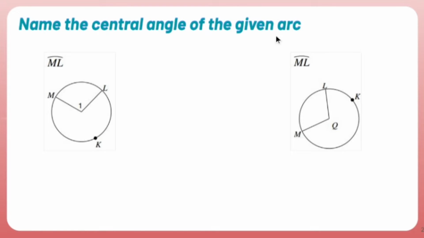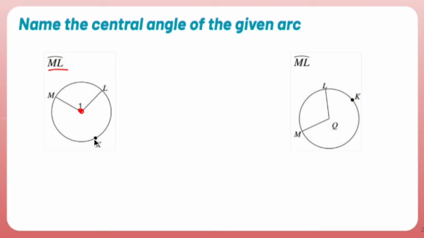Name the central angle of the given arc. A central angle is the angle whose vertex is the center of a circle. This area is called a sector, not that it matters. These are arcs, okay? Now, I'm given arc ML. So it's basically saying I want to go straight from M to L.